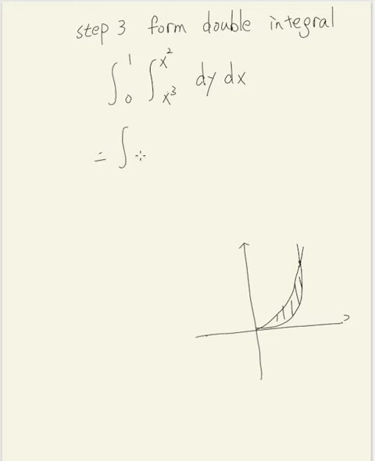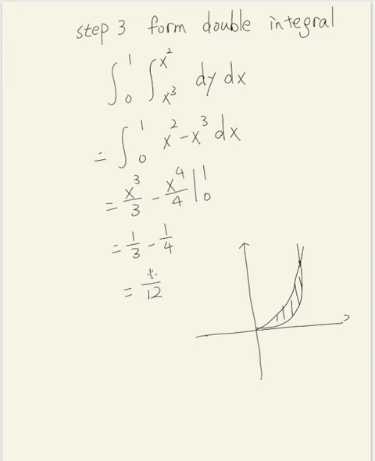All right, let's compute this. The inner integral, of course, just gives us x squared minus x cubed because the integrand is 1. If we integrate this, we get x cubed over 3 minus x to the 4th over 4 evaluated from 0 to 1. Plug in 1, we get 1 over 3 minus 1 over 4. Plug in 0, you get 0. So the answer is 1 over 3 minus 1 over 4, which is 1 over 12.